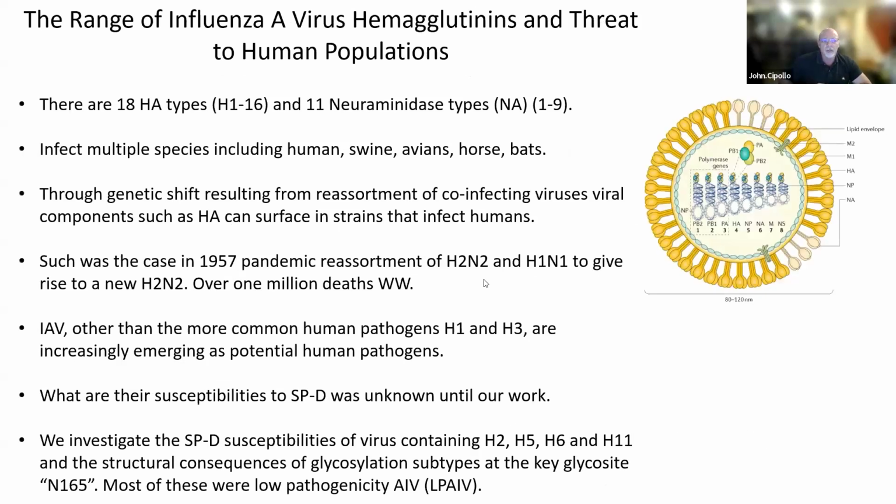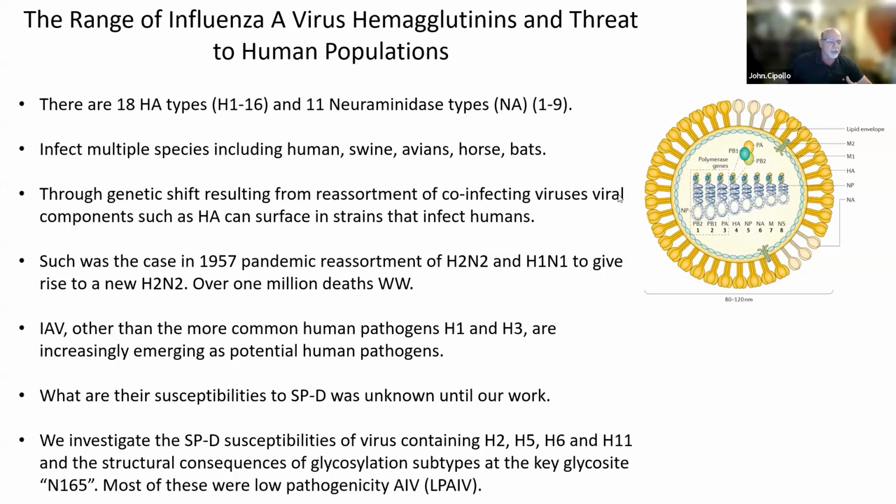So a little bit more about influenza. There are 18 HA types and 11 neuraminidase types. It infects multiple species, including humans, swine, avians, horses, bats. And it forms kind of a mixing bowl with these species. Through genetic shift resulting from reassortment of co-infecting viruses, new viruses can arise. If you look here at the virus genome, it's segmented. And if you have co-infection, you can wind up swapping some of these like chromosomes.